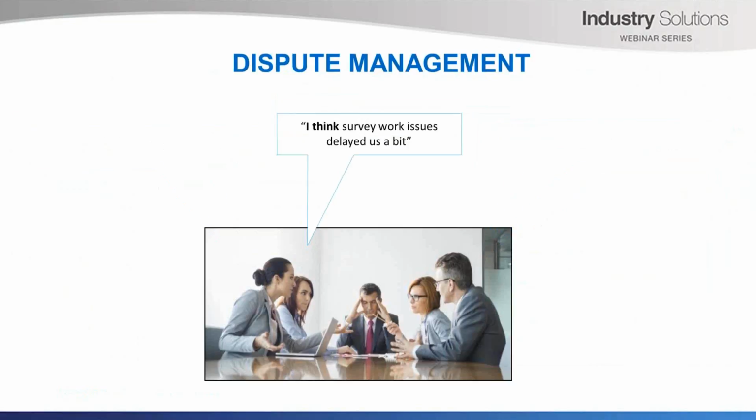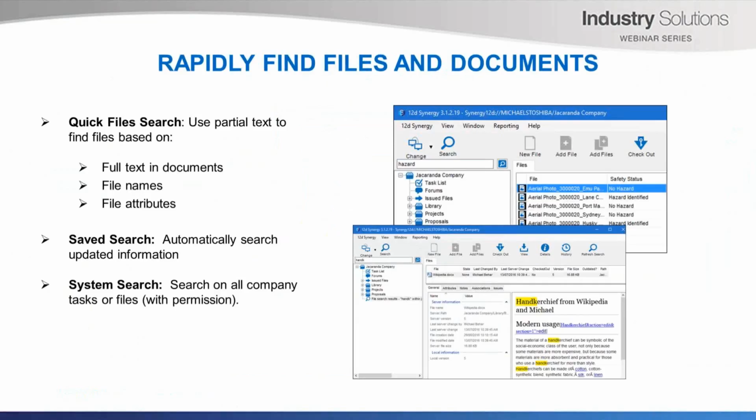We think survey work issues may have delayed us. Since Jacaranda Company carefully tracks survey work in 12D Synergy, we should be able to rapidly find the answers using 12D Synergy Search. 12D Synergy Search enables you to rapidly find information by searching on partial file names, file attributes, and even the text within documents. You can search at a folder or project level or across the whole system.